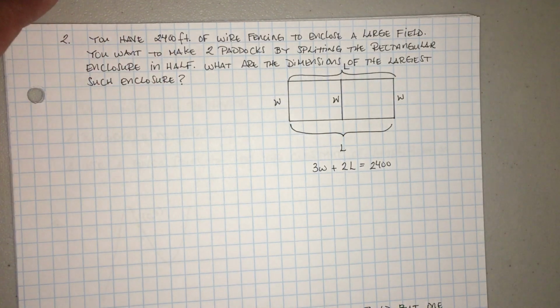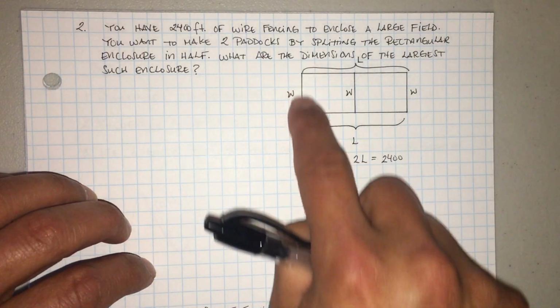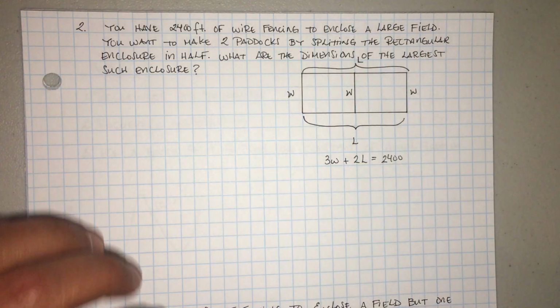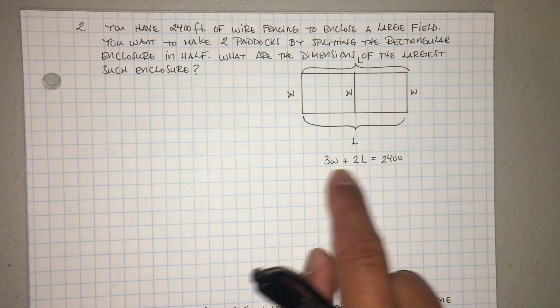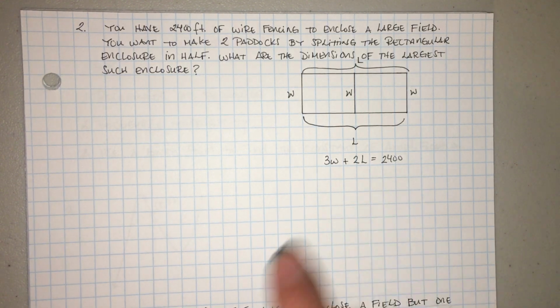2,400. I have equal it to 2,400. Okay, so picture in your mind, you have to cover all this. So you have 3 widths and you got 2 lengths. Well, you notice I can't really divide, right? Because no number goes into it, but that's okay.